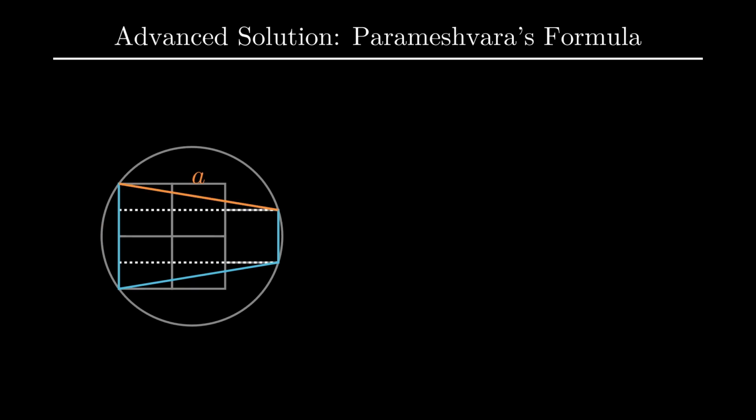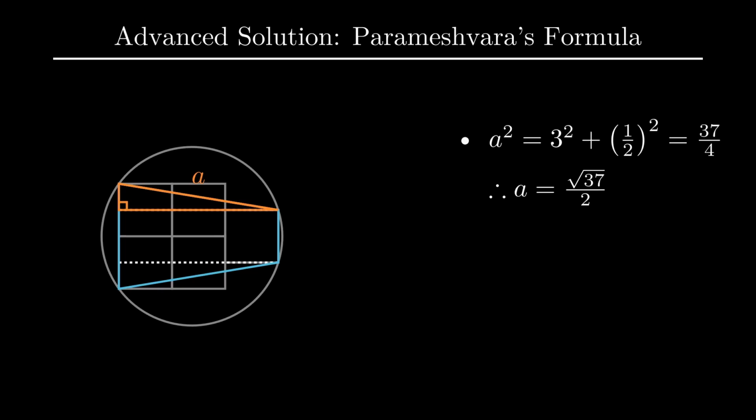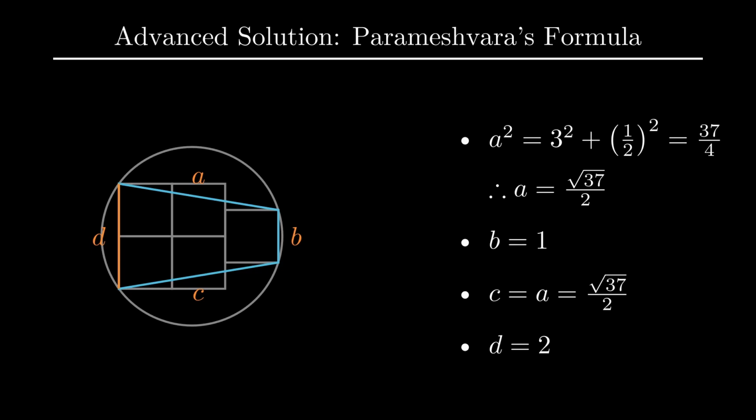First, we calculate the top side a. As with the first method, we use Pythagoras' theorem to get a squared equals 3 squared plus (1/2) squared. That is, a equals the square root of 37 over 2. The side b is simply the side of the right unit square, so b equals 1. The arrangement of squares has a horizontal axis of symmetry, which immediately gives us the value of c. c equals a equals the square root of 37 over 2. Finally, the side d corresponds to the left sides of the 2 left squares. It follows that d equals 2.